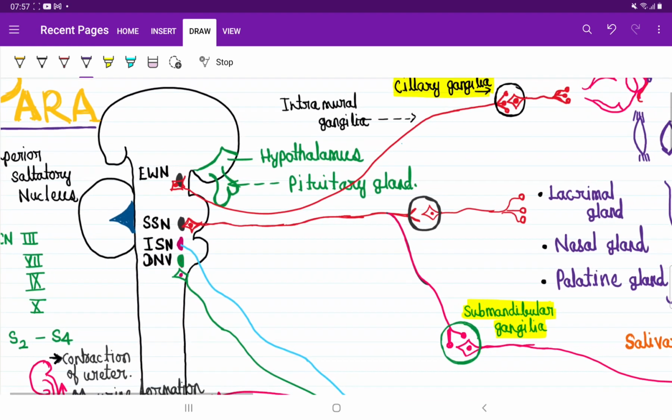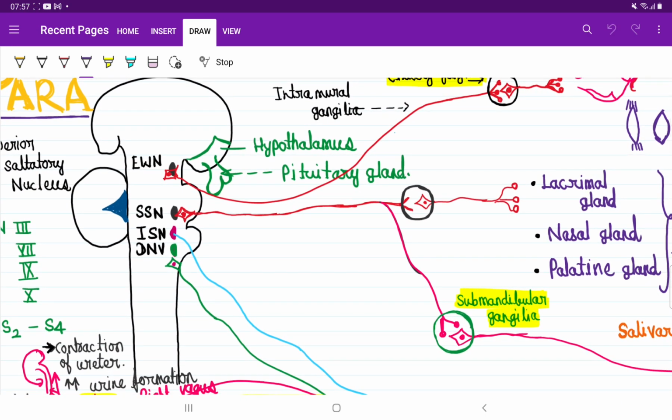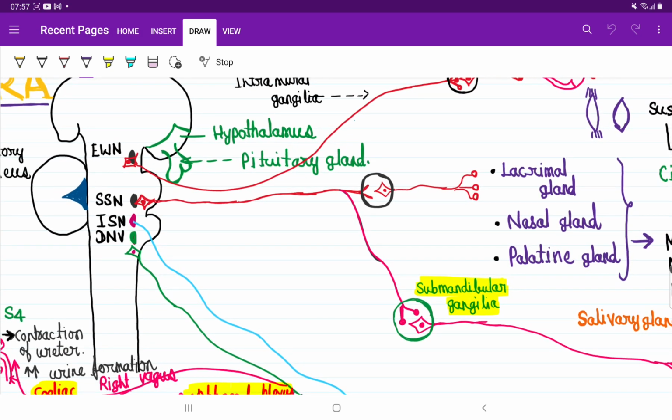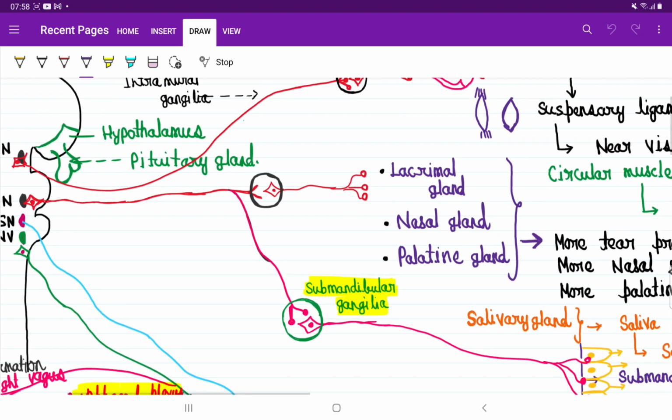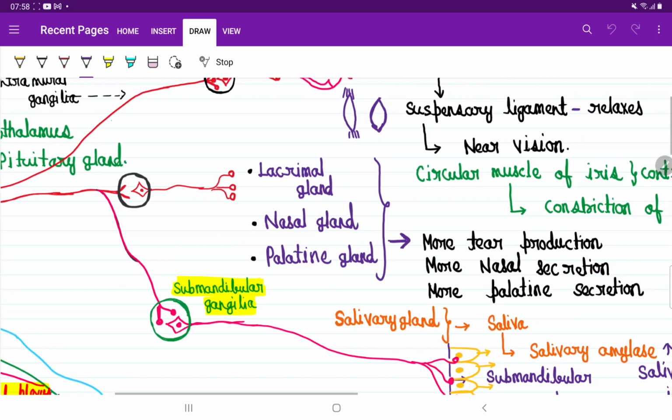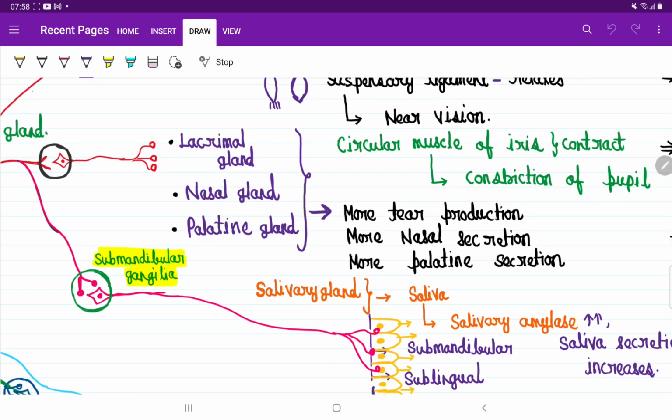Then we have the superior salivatory nucleus. From the superior salivatory nucleus, cranial nerve 7, that means the facial nerve, will arise. They supply the lacrimal gland, nasal gland, and palatine gland. They supply the nasal gland and cause more nasal secretion.